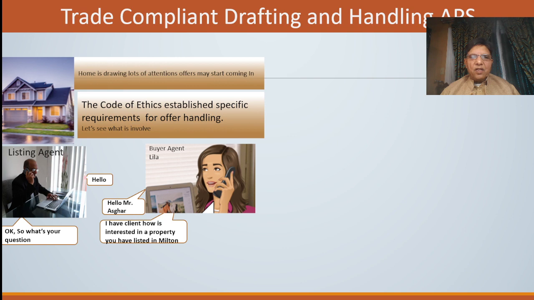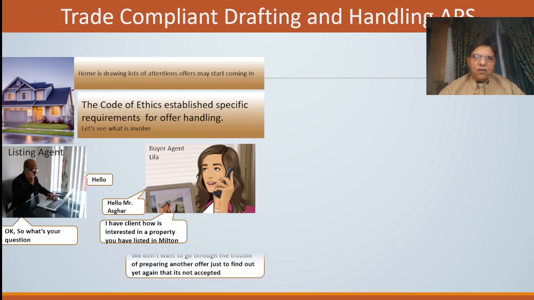But a listing agent cannot guarantee that unless he gets the offer and discusses it with the client, and the client is the one who's going to make the decision. So let's see what she is up to. We don't want to go through the trouble of preparing another offer just to find out yet again that it is not accepted, because her previous offers for other properties have not been accepted. She is desperate now, and she just wants to make sure that any offer she prepares will be accepted, which actually is not the right thing to do. She has to put an offer together, send it to the listing agent, and wait.